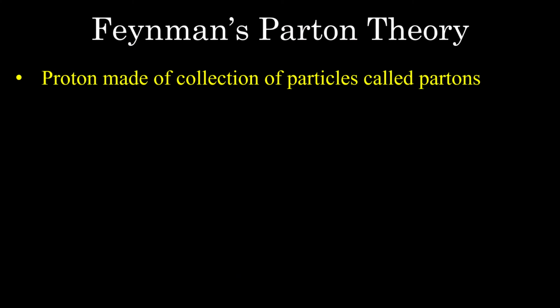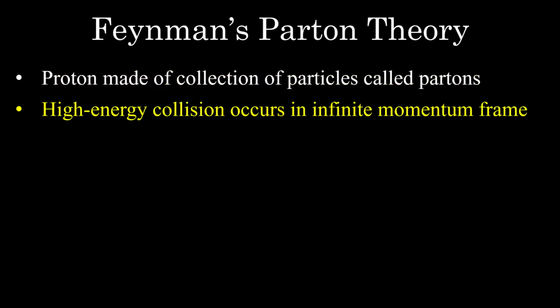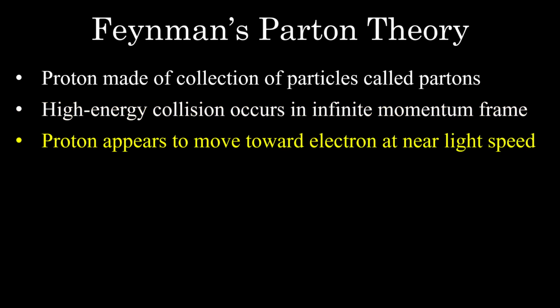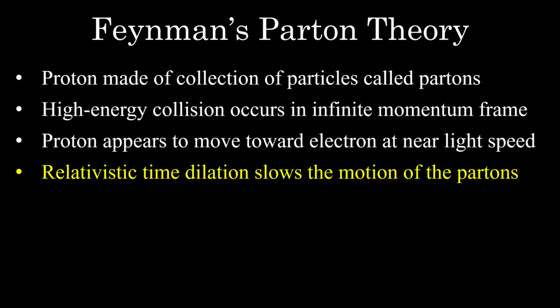In Parton Theory, Feynman considered the electron-proton collision from the center of mass perspective, called the infinite momentum frame. There, even though the electron is the moving particle, from its perspective, the proton is moving toward it at near light speed. This causes time dilation within the proton that slows the motion of the particles, the partons, within it.